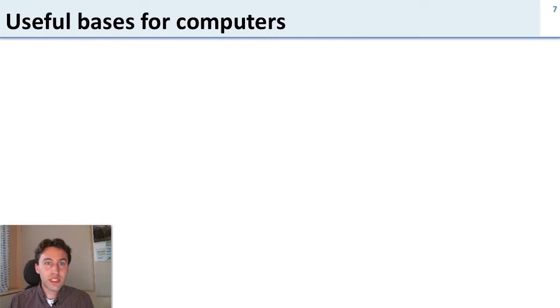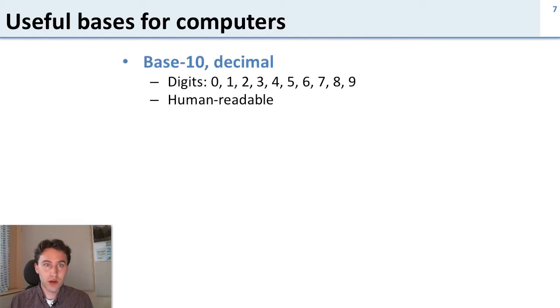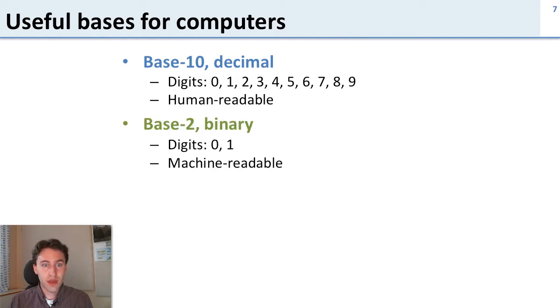So what are useful bases for computers? Why are we using binary? We talked about that being useful because it's easy to build circuits, but there are other ways to look at things as well. So base 10, decimal, isn't very good for computers, but it's great for humans because we all know how to read it. Base 2, binary, isn't so great for humans, but it's great for computers because they can read it.